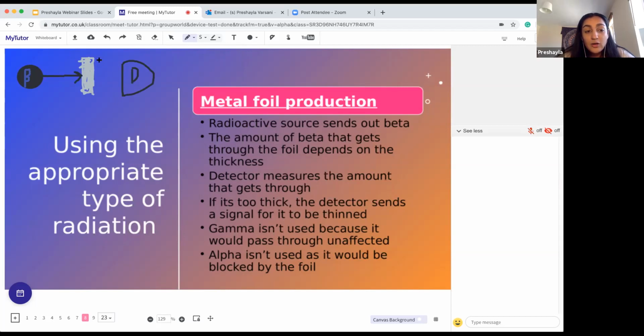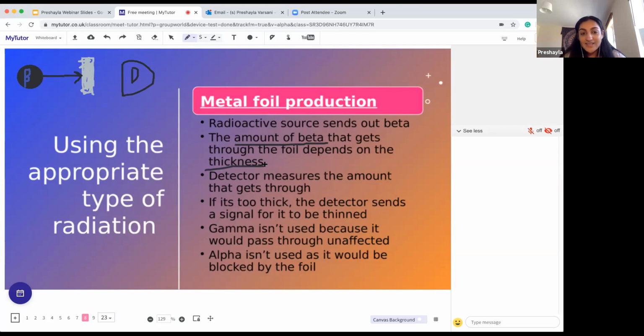Now, if a lot of particles get through, we say that the foil must be thin. If not a lot of particles get through, the foil must be thicker because it's absorbing more beta particles. So you can see that the amount of beta that gets through the foil depends on the thickness. The detector measures the amount that gets through, and if it doesn't pick up enough beta particles because the foil is too thick, the detector sends a signal for it to be re-rolled, for it to be thinned out.